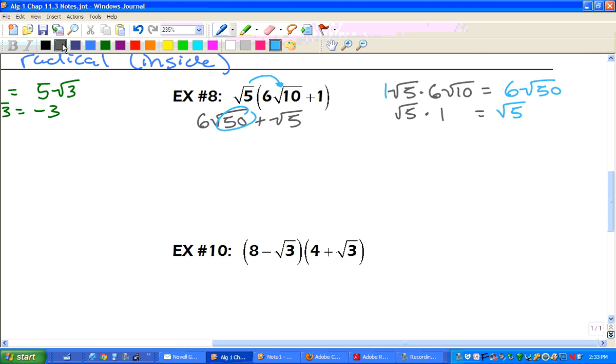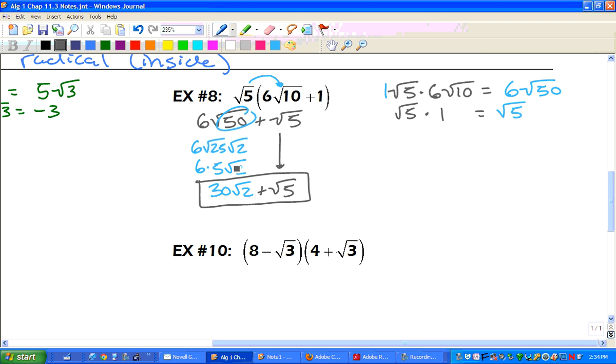So we can break that down into 25 and 2. The square root of 25 is 5, and 6 times 5 is 30. Okay? And then I'm just going to bring down the 5. And now can we combine those two? Nope. So that's going to be our final answer.